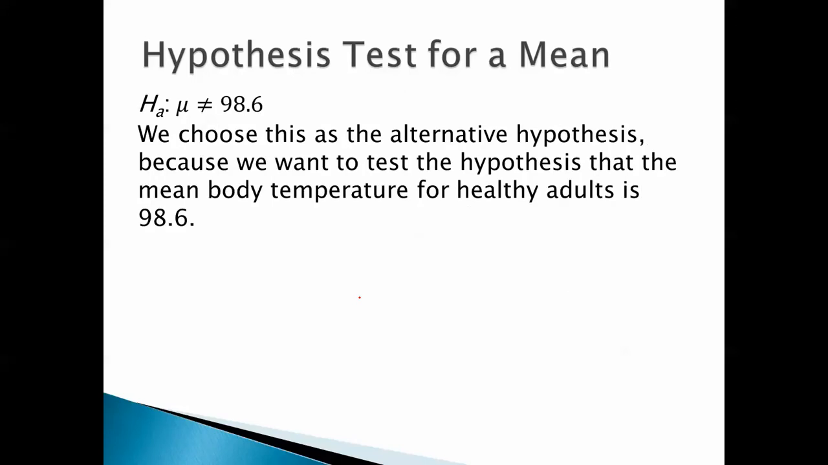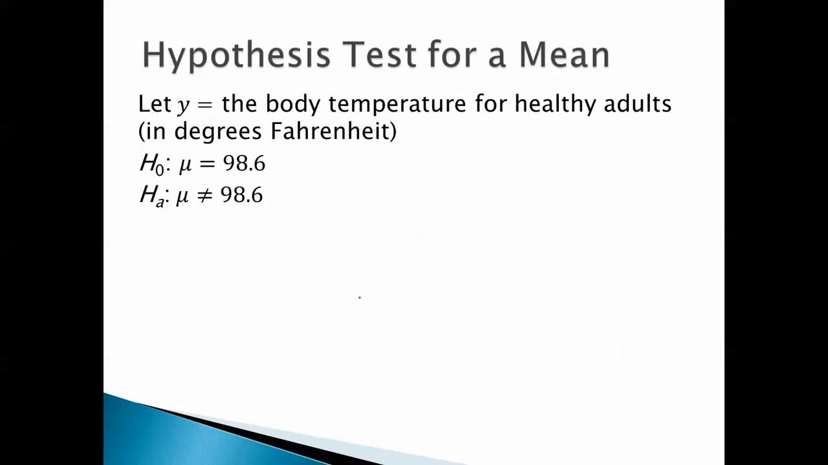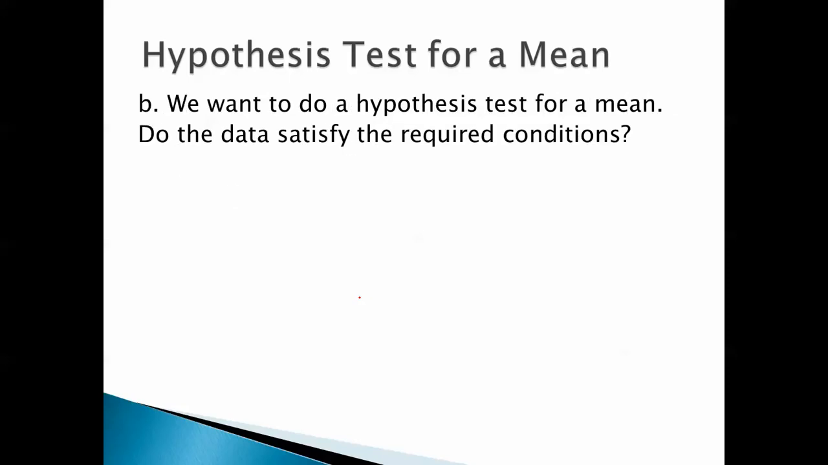Mu does not equal 98.6. We choose this as the alternative hypothesis because we want to test the hypothesis that the mean body temperature for healthy adults is 98.6. So here's the way we'll represent it. Y is the body temperature for healthy adults. The null and alternative hypotheses are here. Okay, we want to do a hypothesis test for a mean.